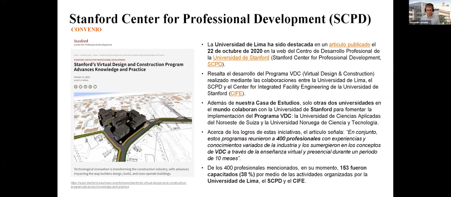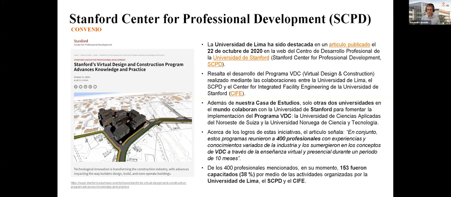hablando un poco de la organización de los programas. En este momento, por lo menos desde la edición que organizamos en América Latina, desde la Universidad de Lima, habíamos capacitado 153 profesionales, representando 38%, en este momento del artículo, de los profesionales capacitados en la metodología VDC a nivel mundial. Claro, los números ahora cambiaron un poco, tienen que ser calculados de acuerdo con los últimos números que nos compartió Martin Fischer. Otro aspecto interesante, hoy solo existen 3 instituciones en el mundo que colaboran con Stanford en el desarrollo de esta edición del programa internacional VDC.